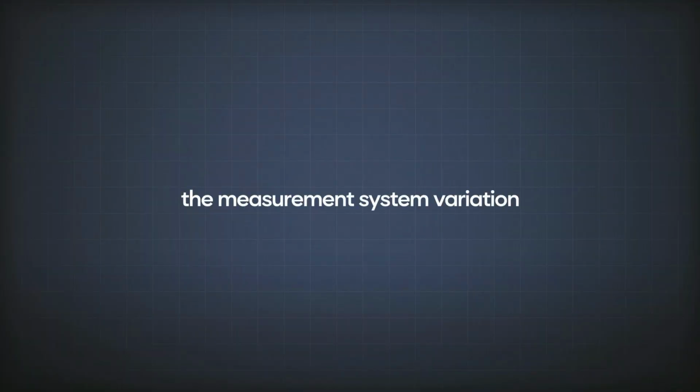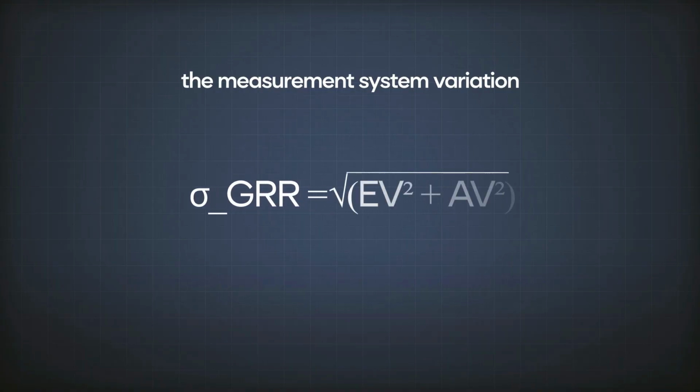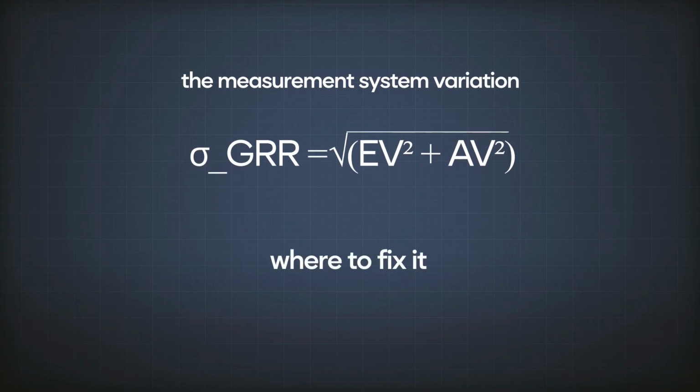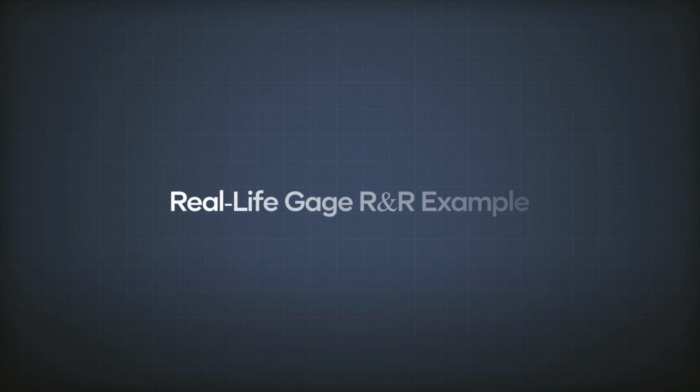And the measurement system variation, or the so-called sigma GR&R, is the square root of EV squared plus AV squared. So this does not only tell you that your measurement is bad, it tells you where to fix it. Now that we know what Gauge R&R is, let's see how the variation is calculated in real life.